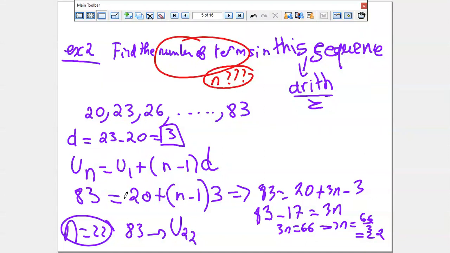So it means 83 is equal to 20, this is the first term, plus n minus 1 times 3, and then I just solve for n. So I continue developing here. I will have 20 plus 3n minus 3. Then I solve, and I got n is 22. What does it mean? It means that 83 is u22. So this is the number of terms of this sequence.